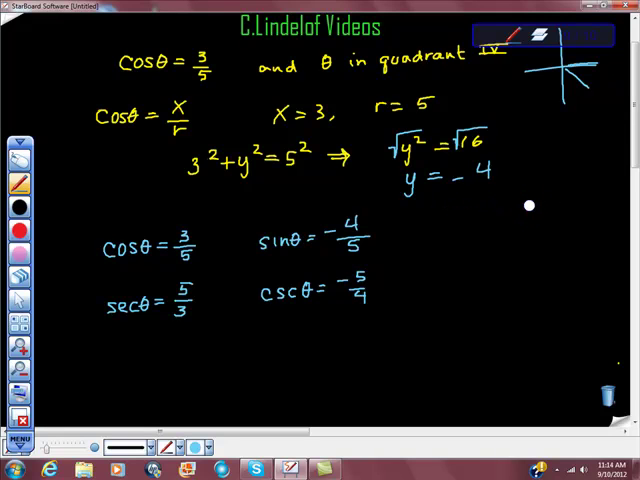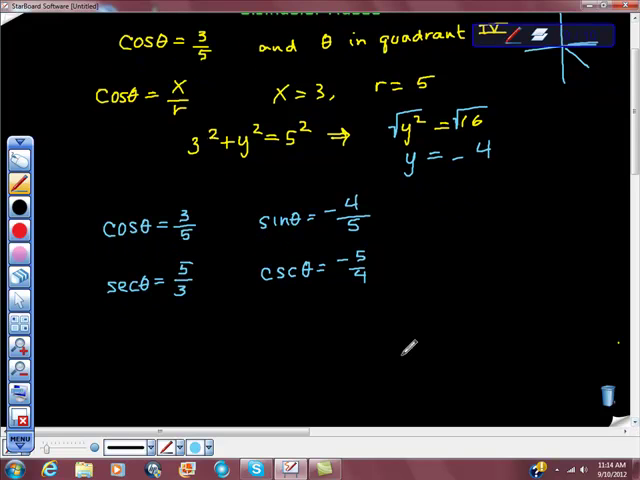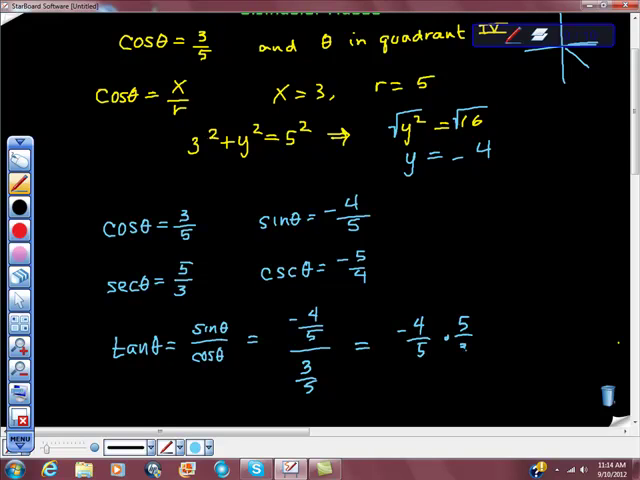Let's do tan theta now. Tan theta, you know what I'm going to do? I'm going to do those two identities down here, if you don't mind. So tan theta is equal to sine theta over cosine theta, right? Which is equal to, sine theta is negative 4/5, cosine theta is equal to 3/5. So it is equal to negative 4/5 times 5/3, which is equal to negative 4/3.